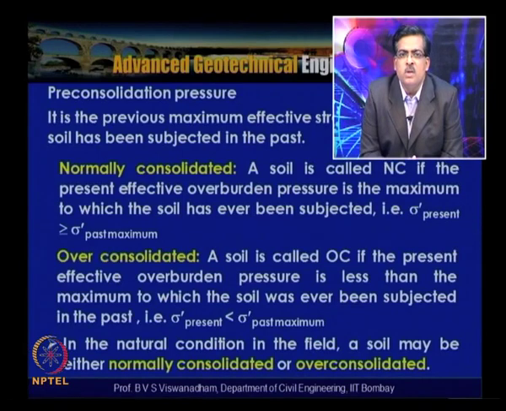A soil is called normally consolidated if the present effective overburden pressure is the maximum to which the soil has ever been subjected, that is sigma dash present is greater than or equal to sigma dash past maximum. A soil is said to be over consolidated if the present effective overburden pressure is less than the maximum to which the soil has been subjected in the past, that is sigma dash present is less than sigma dash past maximum. That means in the past the soil would have been subjected to very high effective stress, and the current stress is very much less than that.